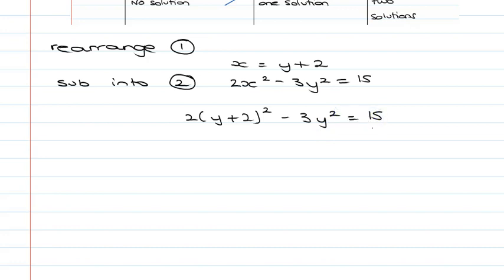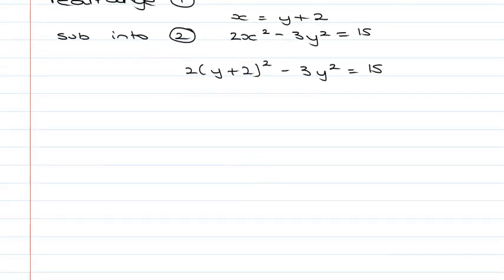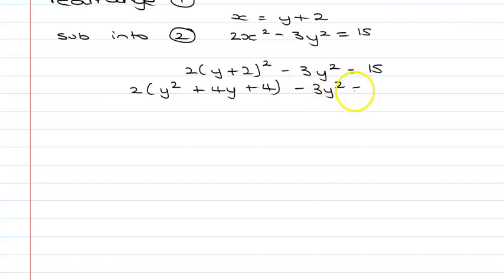Now, I've got to expand this squared here. I've got a double bracket here, so I'm going to have to use FOIL to do that. I'm just going to allow myself a bit more room, moving over to the left. Doing that, just that double bracket gives me y squared plus 4y plus 4, don't forget you've got a perfect square there, minus the 3y squared that I'm bringing down from underneath equals 15. I can multiply this whole thing by 2 now, giving me 2y squared plus 8y plus 8 minus 3y squared I'm bringing down equals 15.